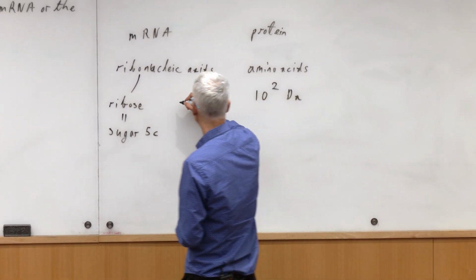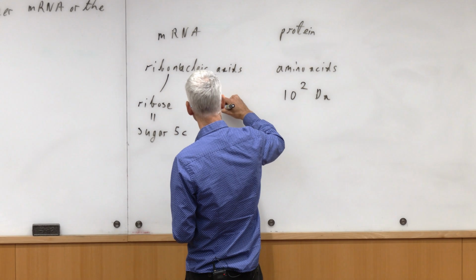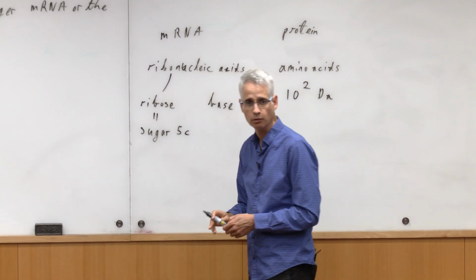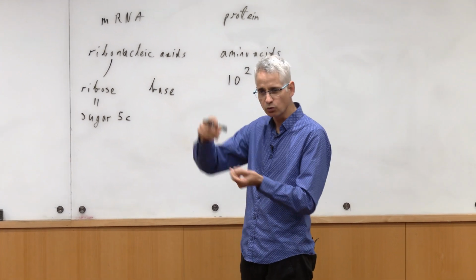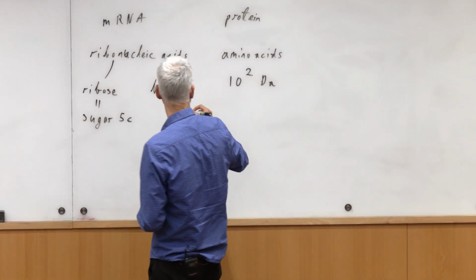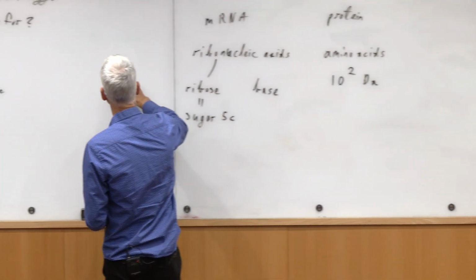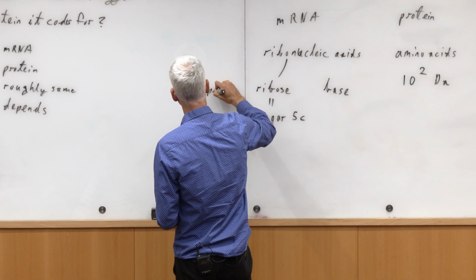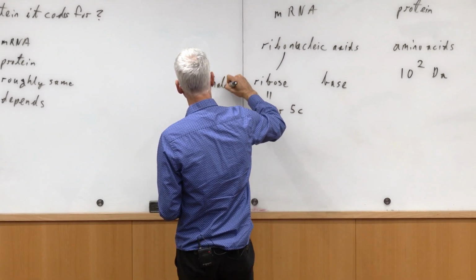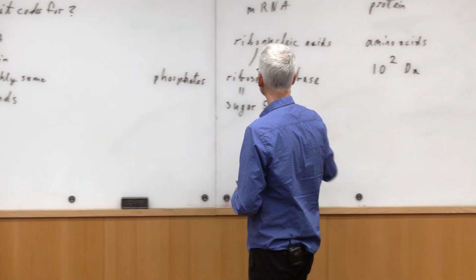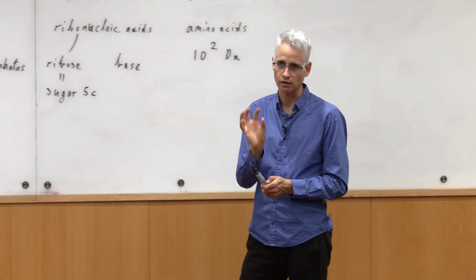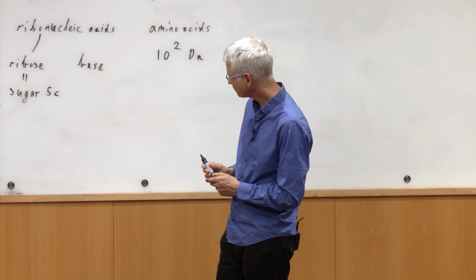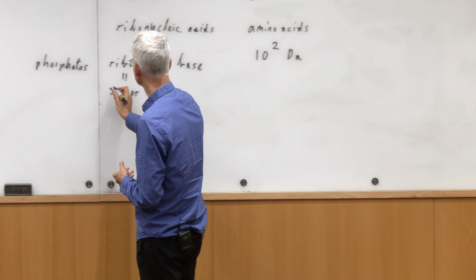So we have a base, which we could talk about in a minute. Anything else in this? Yeah, so we need to connect them somehow. So there's also some phosphates here. Okay, so these are the 3 components that build this building block. Let's try to get at the weight of what's happening here.